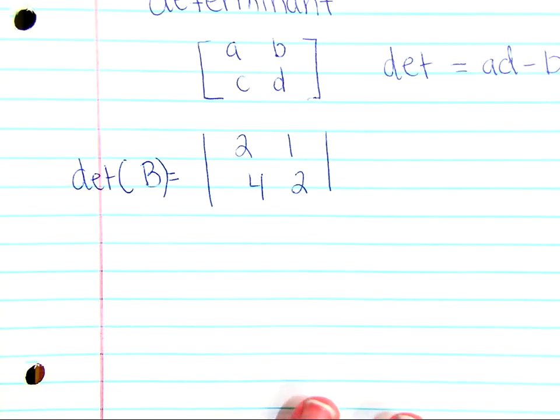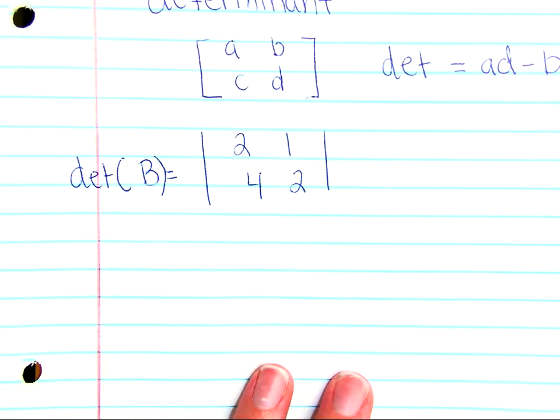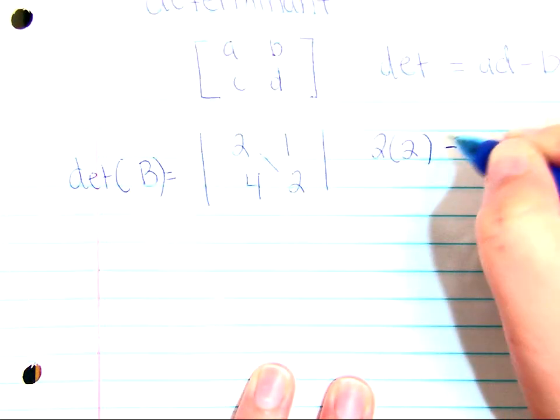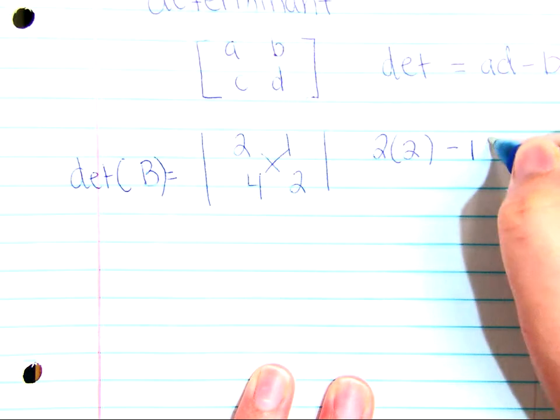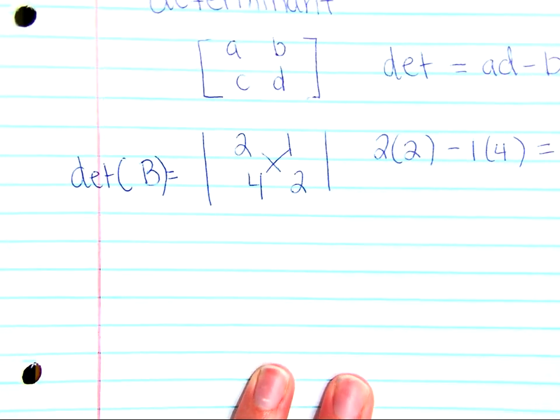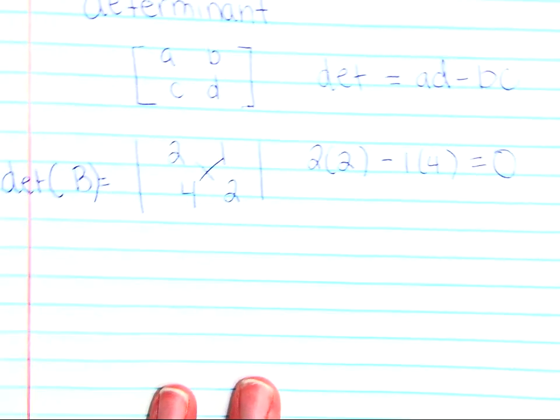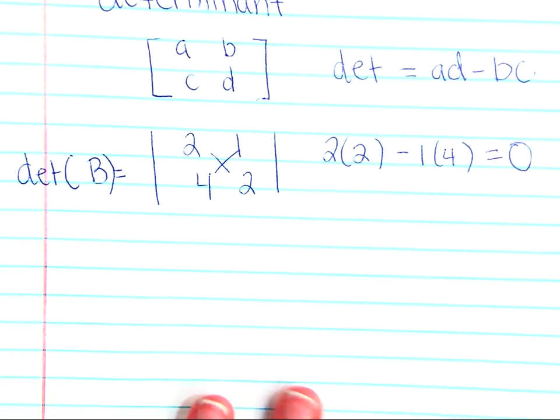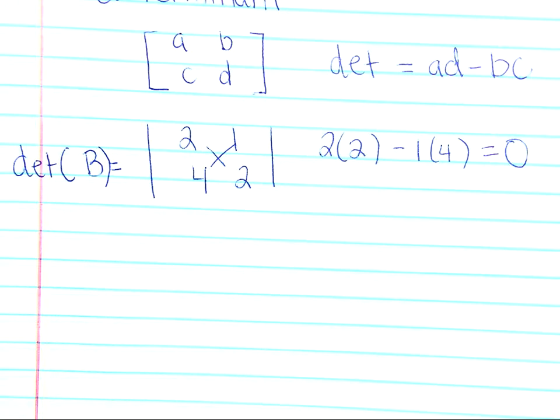Okay, so again, 2 times 2 minus 1 times 4, which should be 0. And that is possible. Determinants can be negative numbers, positive numbers, or 0. They can also not exist if you're trying to take the determinant of a non-square matrix. So again, I think finding the determinant of a 2 by 2 matrix is probably pretty easy.